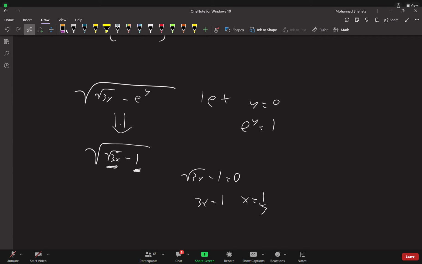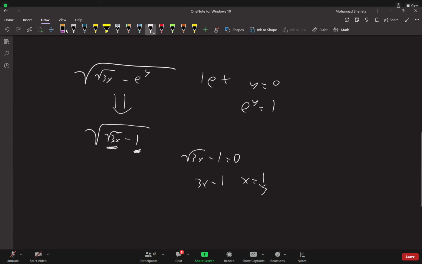x is equal to 1 over 3 allows it to go to 0. Now, as I increase x without bound, this whole term also grows without bound, and so the square root also grows without bound. Makes sense? So this will go from 0 to infinity in this case. Is it clear?